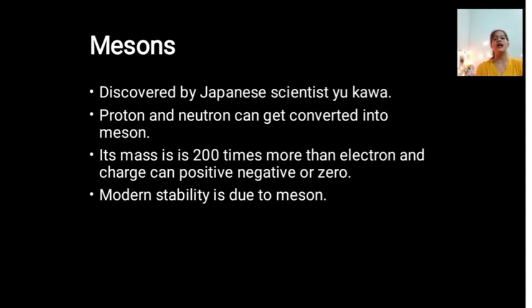The mass is 200 times more than the electron, so imagine the mass is very great. And the charge can be positive, negative, or zero. For that reason, as I mentioned above, protons and neutrons can get converted into mesons. Also, nuclear stability is due to the mesons only. This was discovered much later. So I think that completes everything, all I have now taught you.